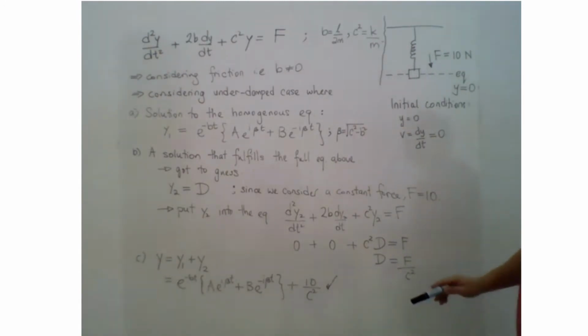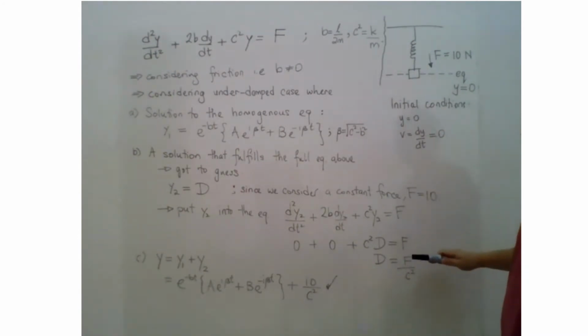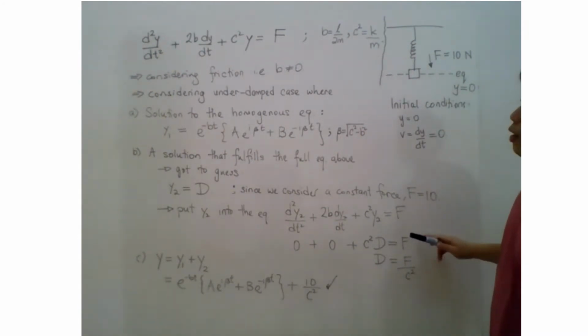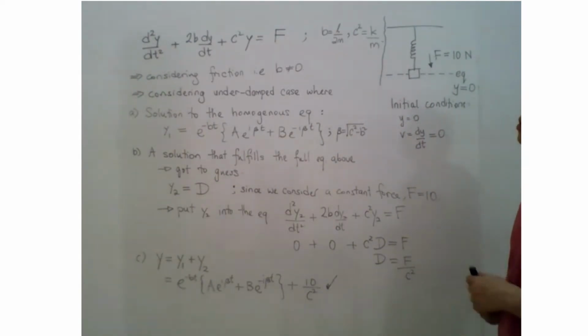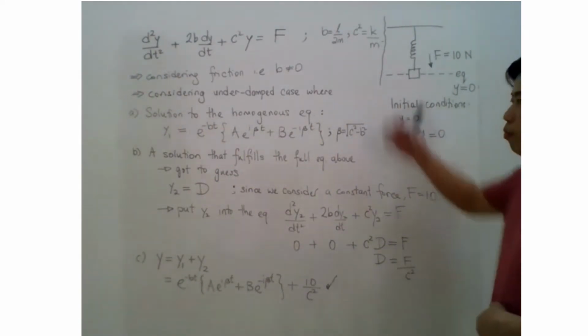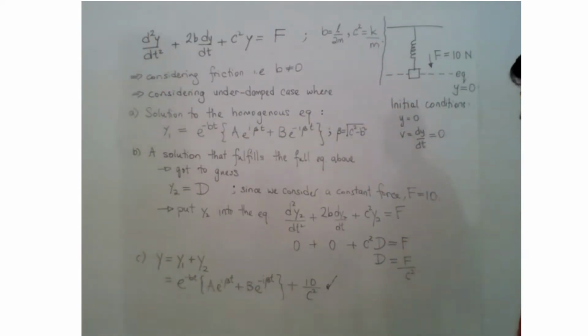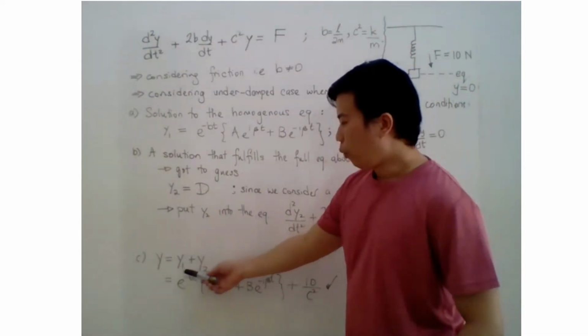So now we have two solutions, one corresponding to the homogeneous equation, and one more which corresponds to a solution where you include the f. The total solution to the equation is going to be a combination of both. So you're going to take y equals y1 plus y2.